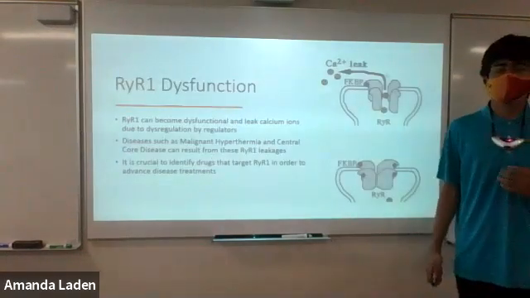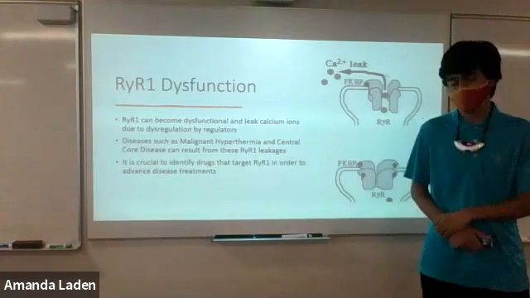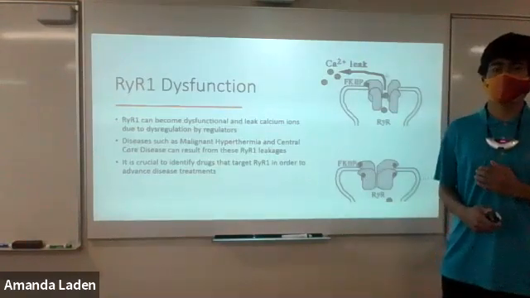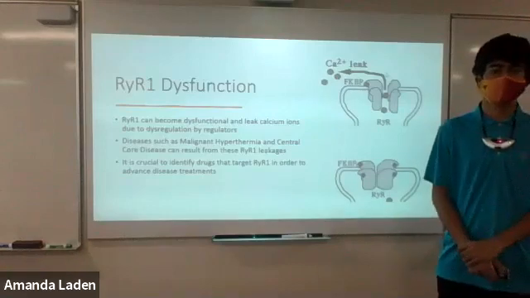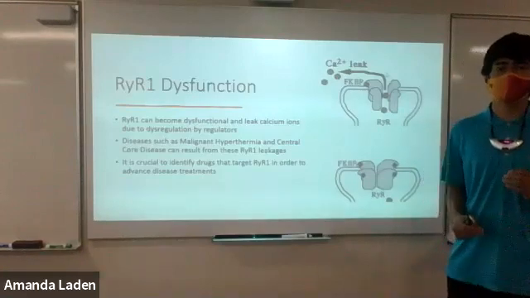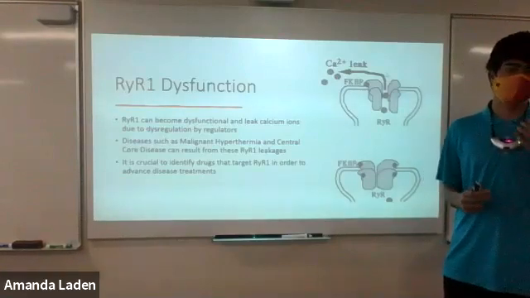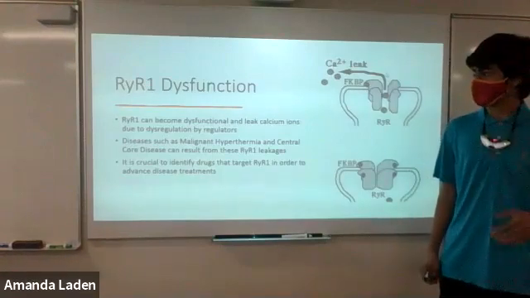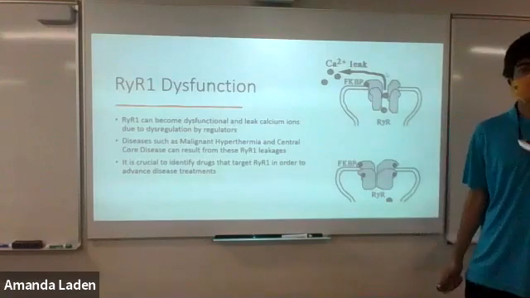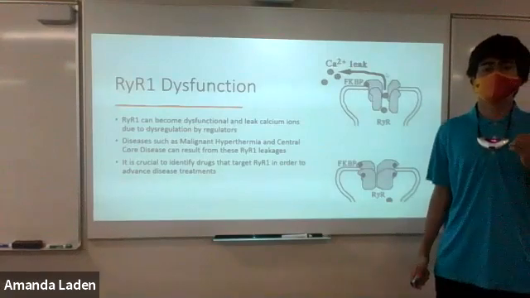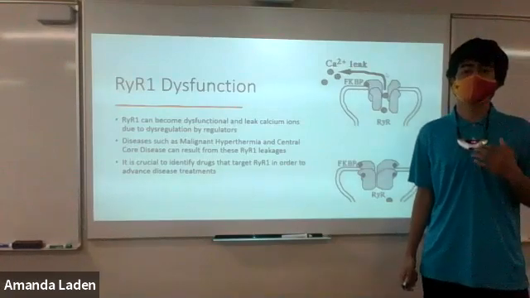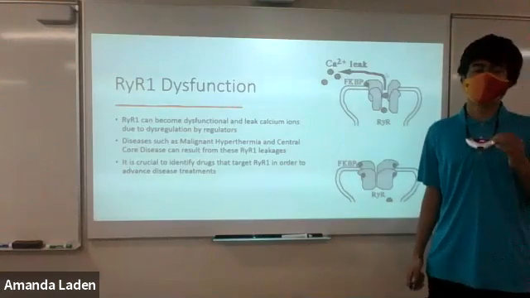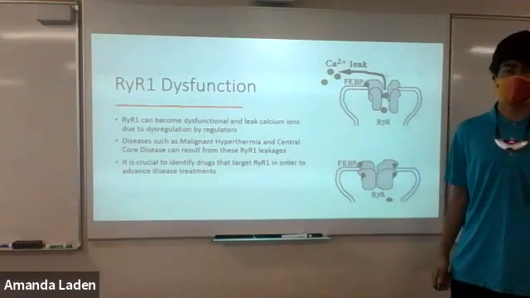So sometimes Ranidine receptor 1 can become dysfunctional and can leak calcium ions when it's not supposed to be doing so. This can be due to dysregulation by regulators that I previously described, such as FKBP and calmodulin. Diseases such as malignant hyperthermia and central core disease can result from these Ranidine receptor 1 leakages. These diseases are rare but very serious.